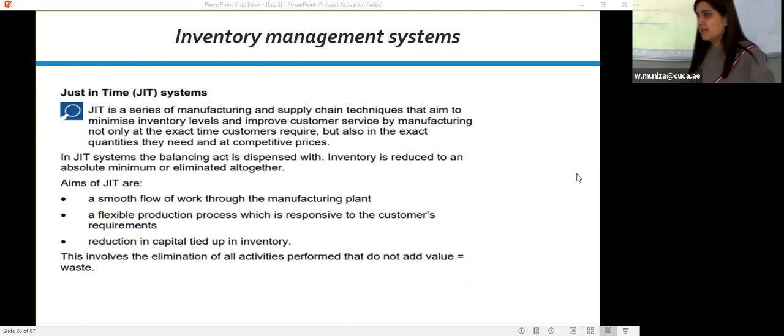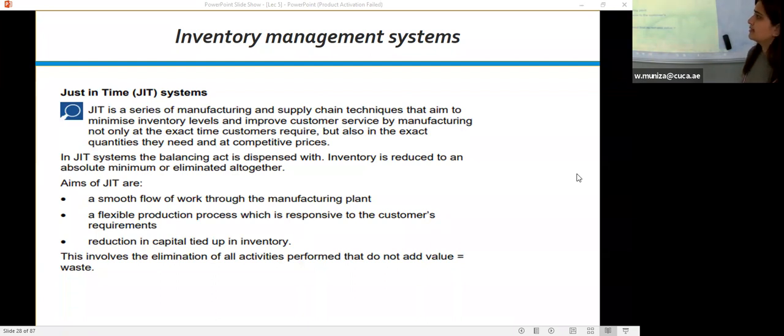But the thing is that maintaining operations with just in time can become a little bit challenging for organizations. We need to have long lasting contracts with our suppliers to give them the trust that we are not going to leave you. So whatever we demand from you, you have to deliver it to us in time. So just in time systems, JIT, are a series of manufacturing and supply chain techniques that aim to minimize inventory levels and improve customer service by manufacturing not only at the exact time customers require, but also in the exact quantities they need and at competitive prices.